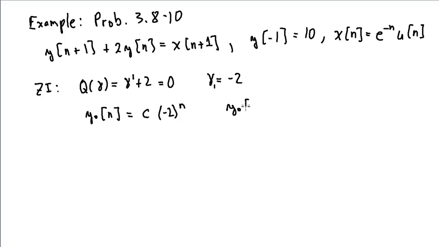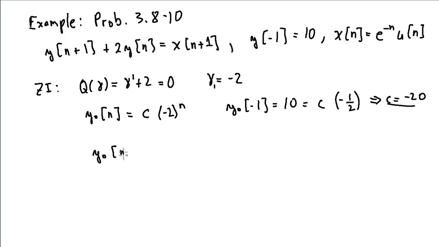I can apply the initial condition. This is equal to 10, so that's c times minus 2 to the minus 1 power, which would actually be minus 1/2. From this I get that c has to be equal to minus 20. So for our zero input response, y0 of n is minus 20 times minus 2 to the n.